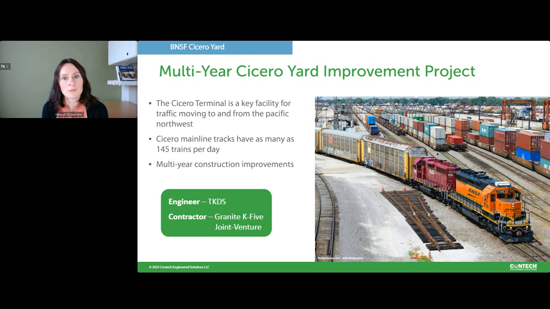Given the amount of rail traffic in the Chicago metro area, there's a constant need for construction improvements to keep up with that volume. And one of the most recent projects that Contech was fortunate to be involved with was with BNSF for their Cicero Yard improvements, which happened earlier this year. Cicero is a suburb located just a few miles west of downtown Chicago. The Cicero Terminal is a very important facility for BNSF, moving cargo to and from the Pacific Northwest. They have up to 145 trains per day coming through the facility. They began some construction improvements in 2022, and they're continuing work through 2024.